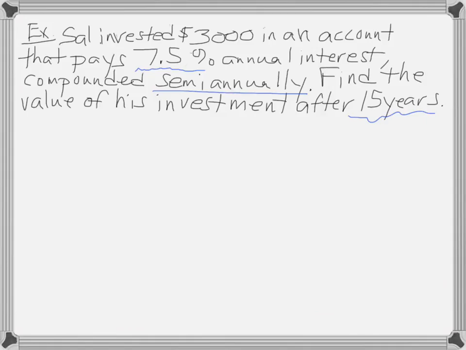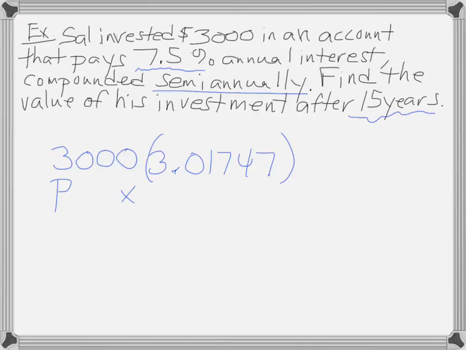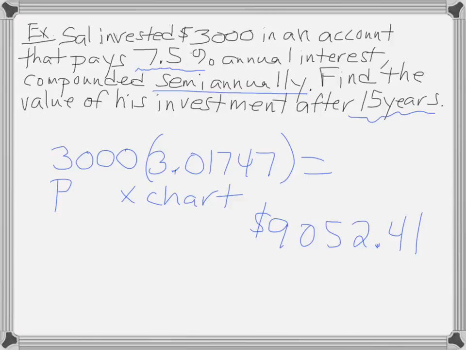So back to the problem. Our principal is $3,000. From the chart we got 3.01747. So the principal times whatever you get from the chart. And so the value of his investment, when you multiply those together, is $9,052.41. So after 15 years, his $3,000 has turned into over $9,000.